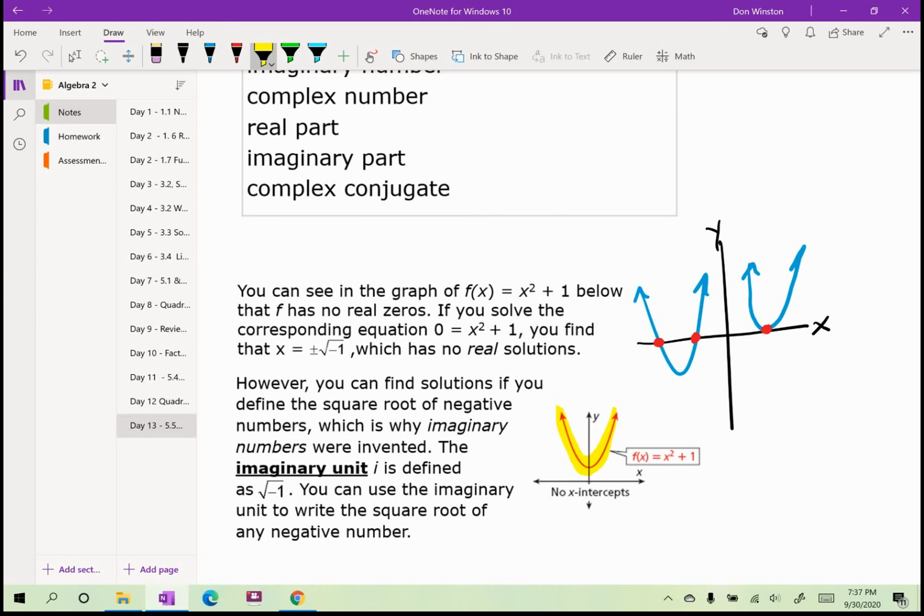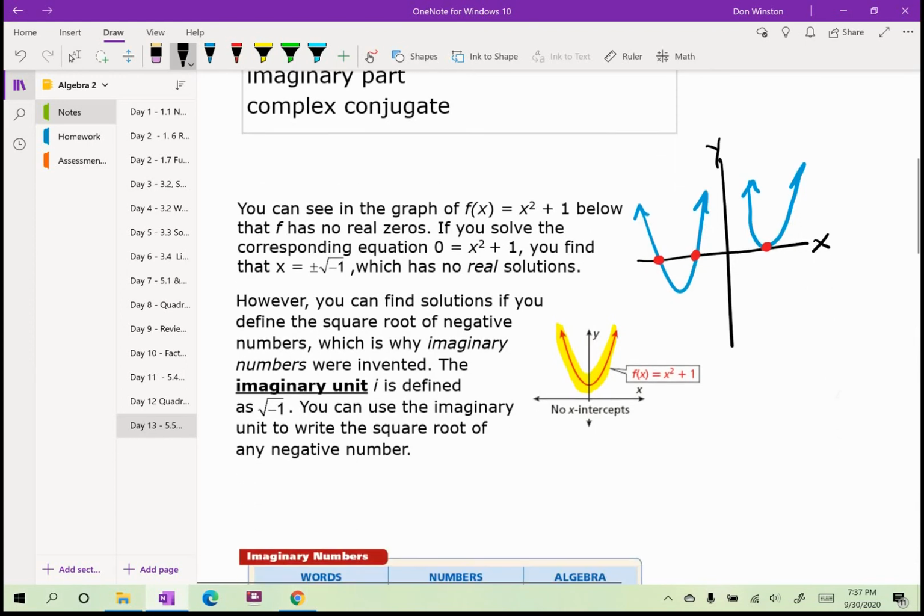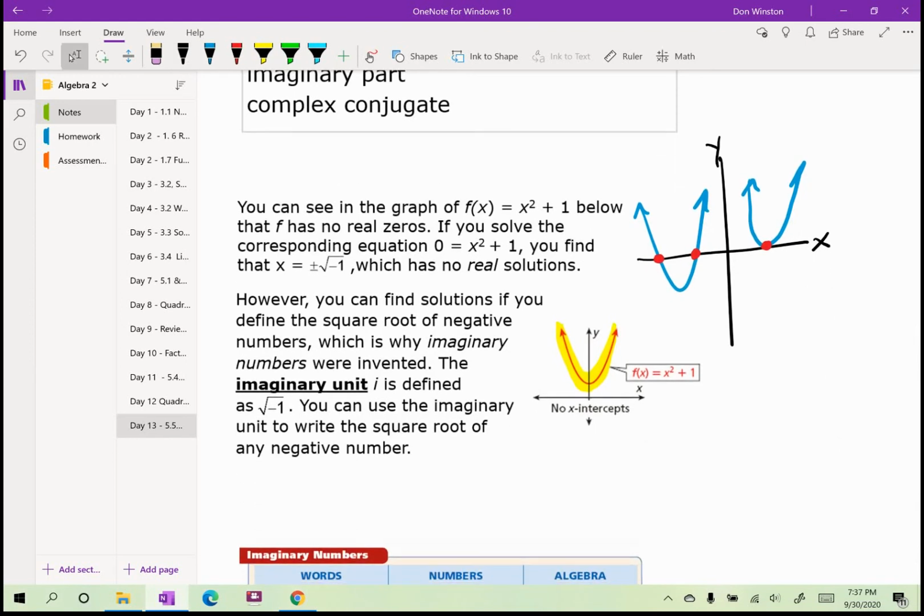Okay, so the way folks got around the problem of having negatives underneath the radical is that they created this imaginary unit called i. And they defined i to equal the square root of -1. Now again, there's no number that when multiplied by itself will give you a negative. Think about that. What number multiplied by itself will give you a negative? There isn't one. But what they said was, we'll imagine that there is one, and we'll just call it i.